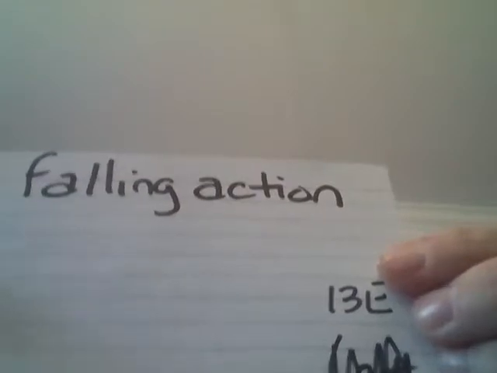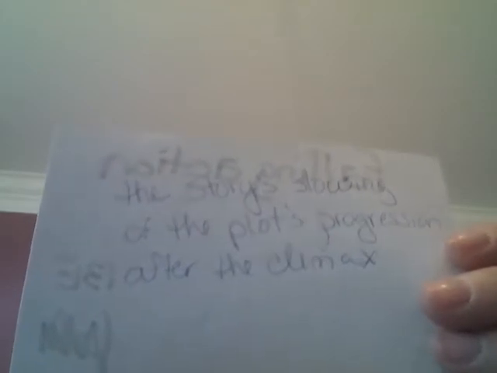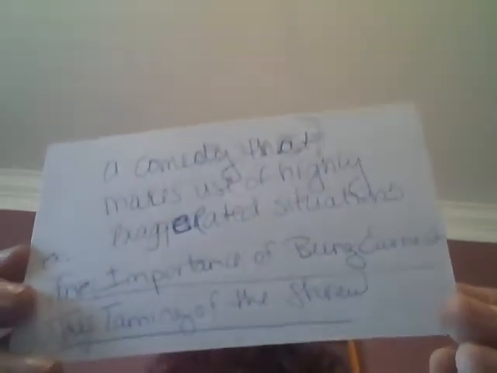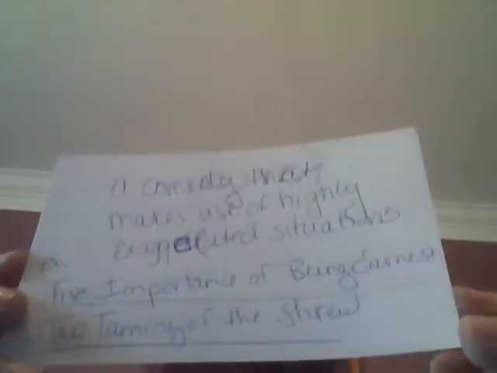Falling action. The story's slowing of the plot's progression after the climax. In Hamlet, this is probably going to be all of Act 4. Farce. A comedy that makes use of highly exaggerated situations. An example is Oscar Wilde's The Importance of Being Earnest, or William Shakespeare's The Taming of the Shrew.